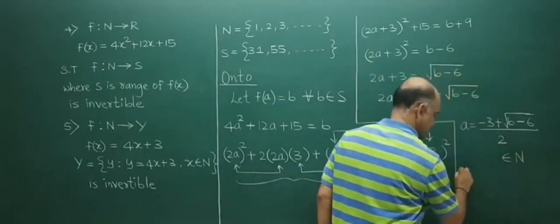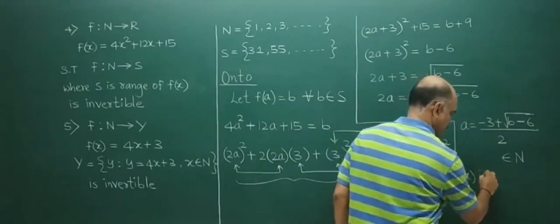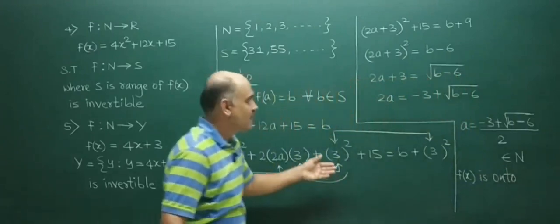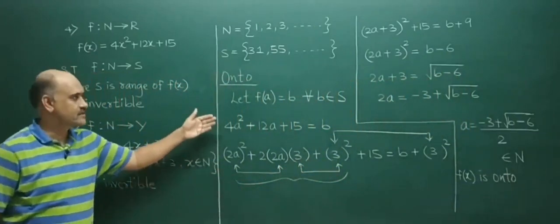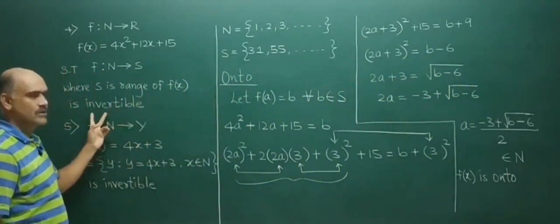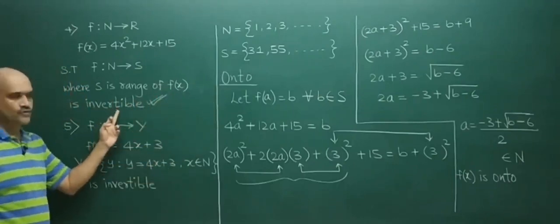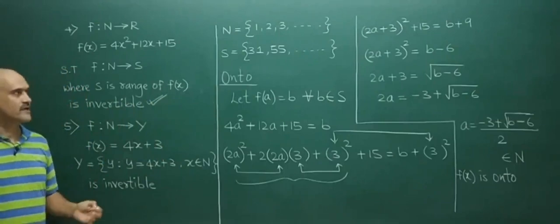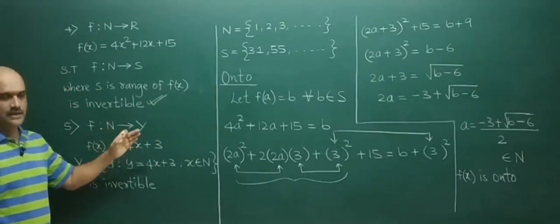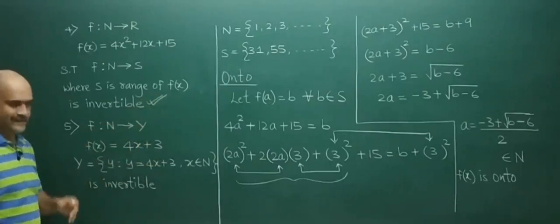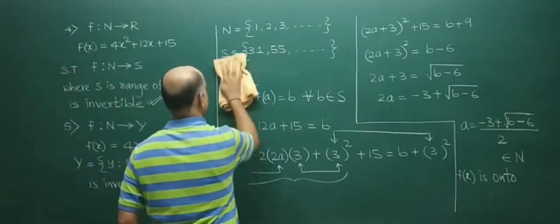Therefore, f of x is onto. Then finally you can write, as it is both 1-1 and onto, f of x is invertible. Clear, students? You can pause, note down these steps, then I will go for the next one.